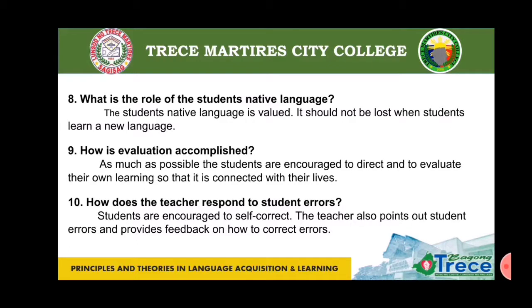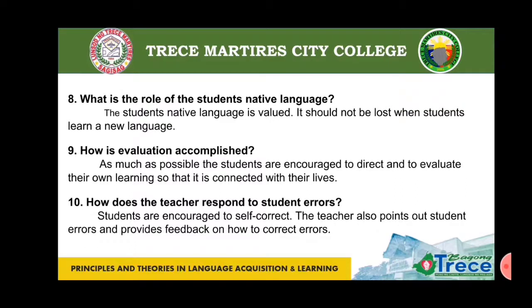So, for the ninth, how is evaluation accomplished? As much as possible, the students are encouraged to direct and evaluate their own learning so that it is connected with their lives. So for the last, how does the teacher respond to students' errors? Students are encouraged to self-correct. The teacher also points out students' errors and provides feedback on how to correct them.